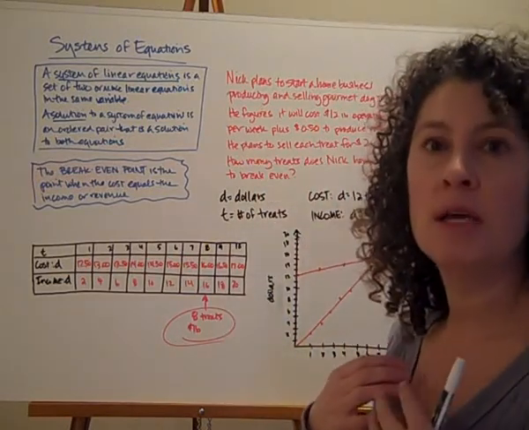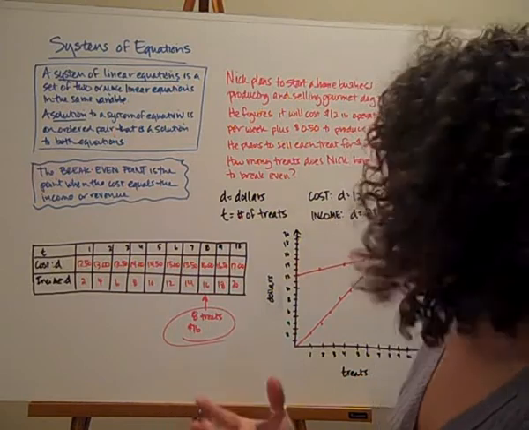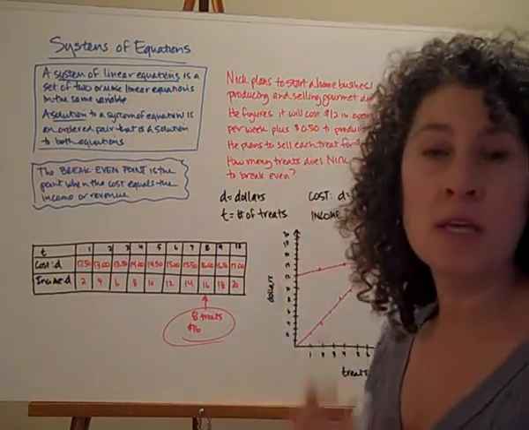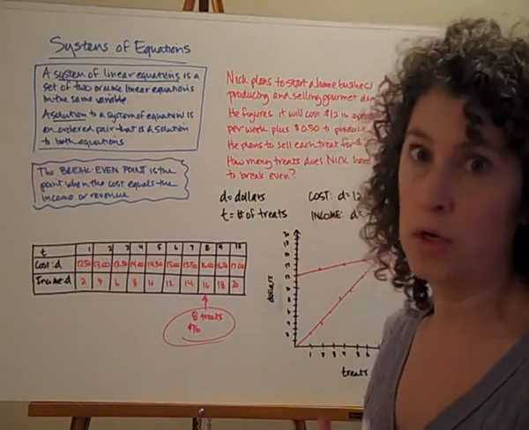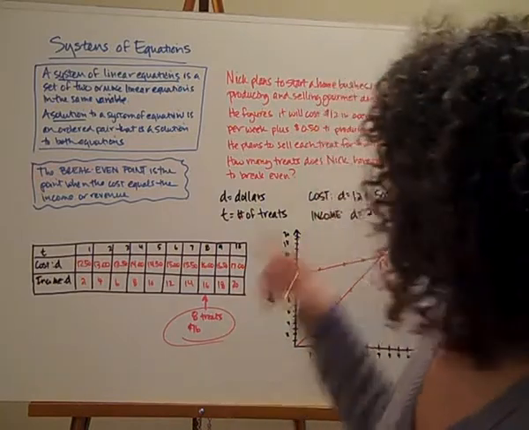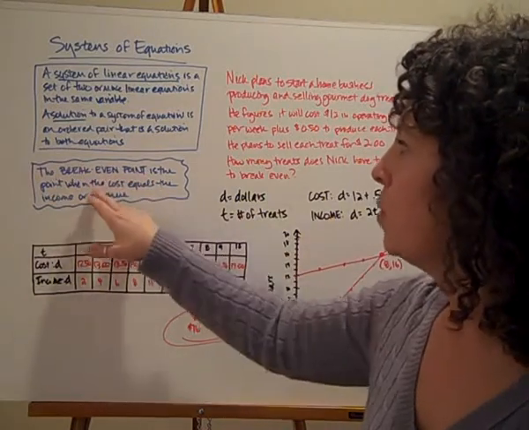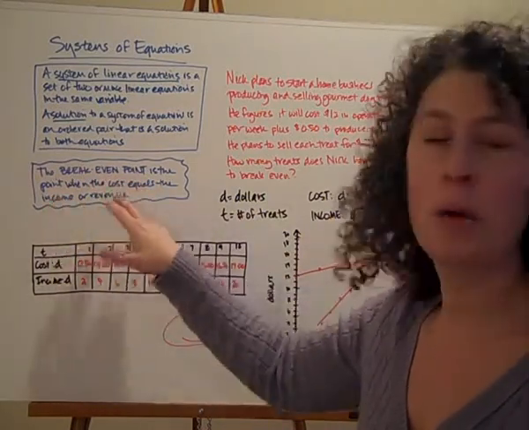So he has money that he has to pay. That's going to be his costs. And then he also has money that he's going to be taking in. We'll call that his income, or revenue is the other word you'll hear. So he wants to know when he's going to break even. So the break even point is the point when the cost equals the income or the revenue.